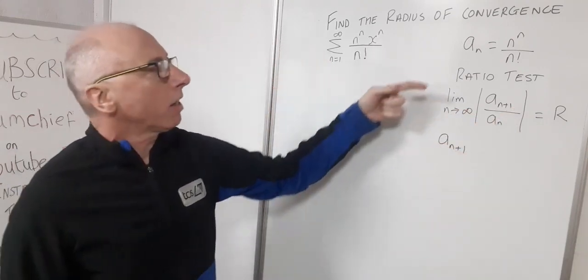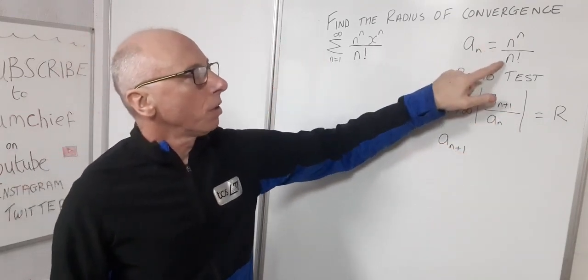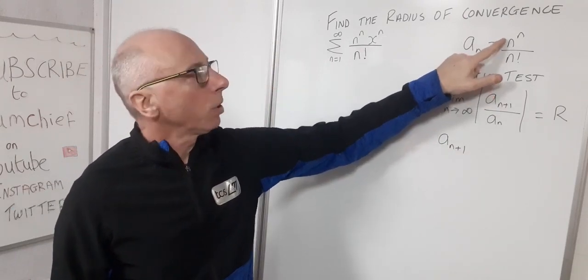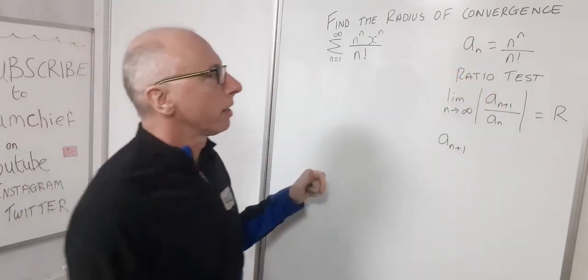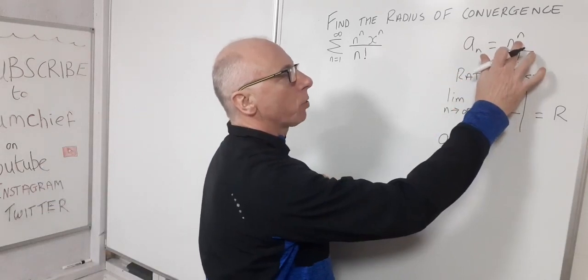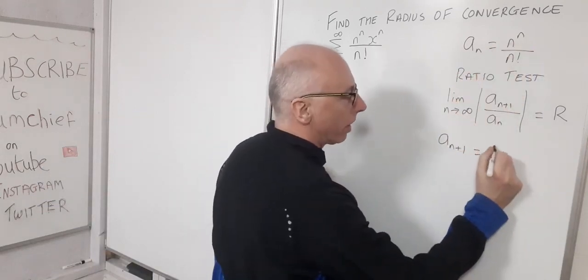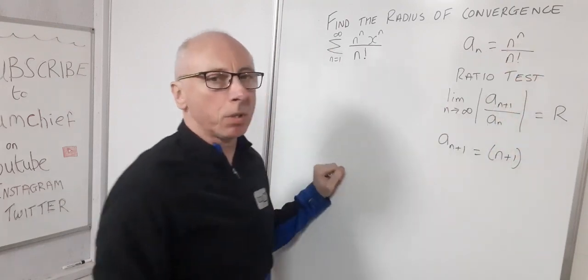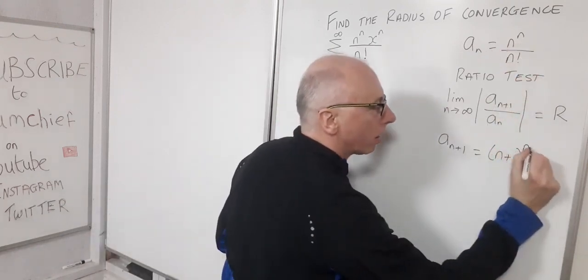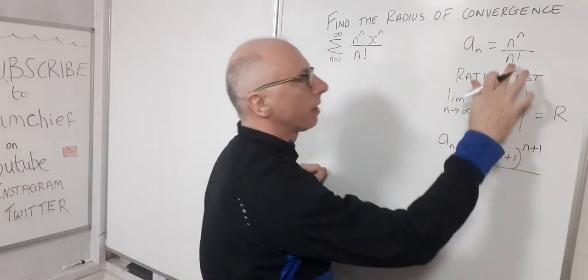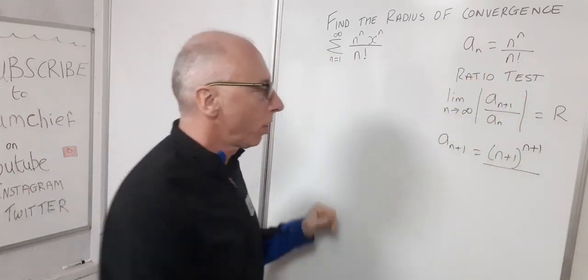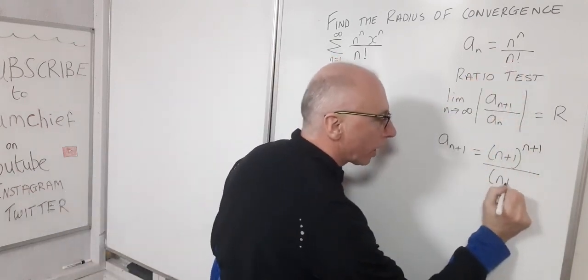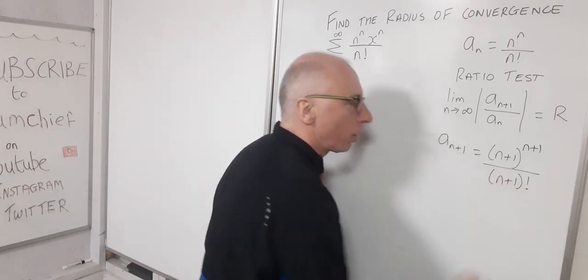What we do is we take our nth coefficient, and wherever we see an n, we plug in an n plus 1 in its place. So n plus 1, we'll put that in the first place, and then to the power of n plus 1. And then divide that by n plus 1 factorial, remembering to use brackets, especially for this denominator term.